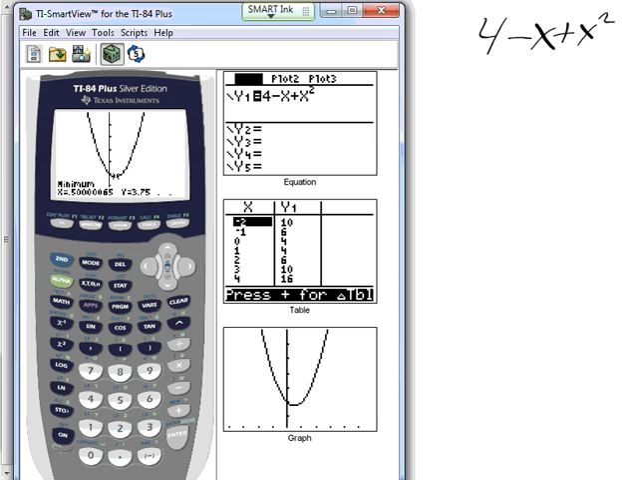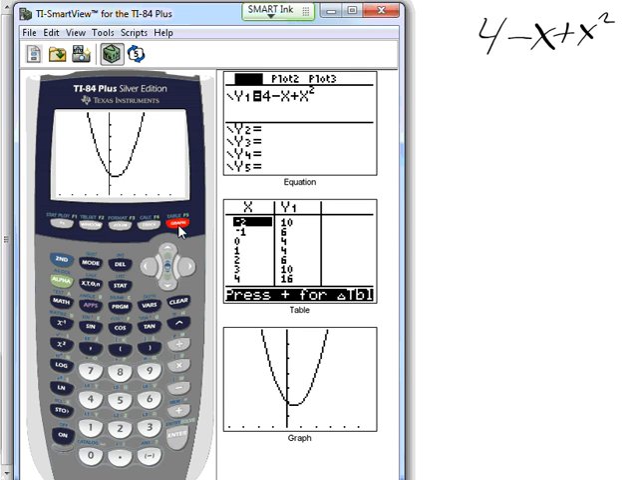4 minus x plus x squared. I know some of you have this desire to rearrange that and put it in your calculator. Don't do that. Let your calculator just do the work for you. Put it in exactly as you see it. There's no reason to rearrange it or you might mess it up. So if I put it in exactly the way I see it, I hit graph. I've zoomed in a little bit so I can see it easily.